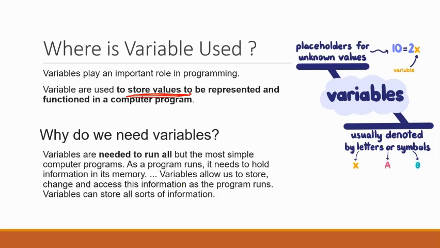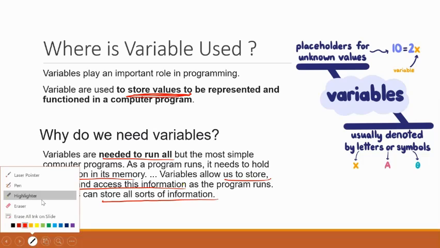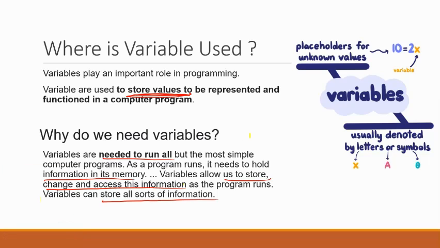Variables are needed to run all types of programs. As a program runs, it needs to hold information in its memory. Variables allow us to store, change, and access this information as the program runs. Variables can store all sorts of information. We have a very beautiful example shown over here, which says that variables are a placeholder for unknown values. Don't you agree?